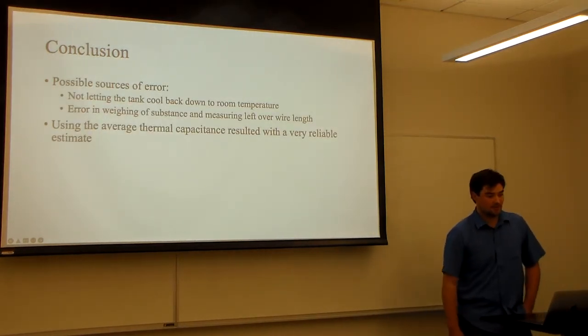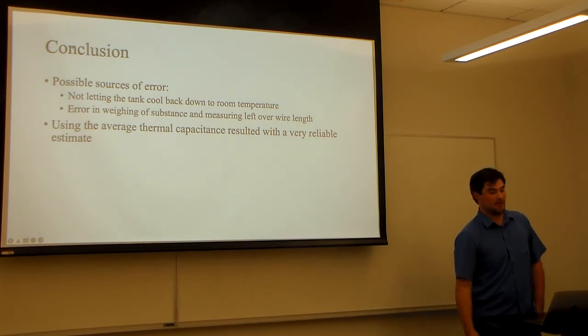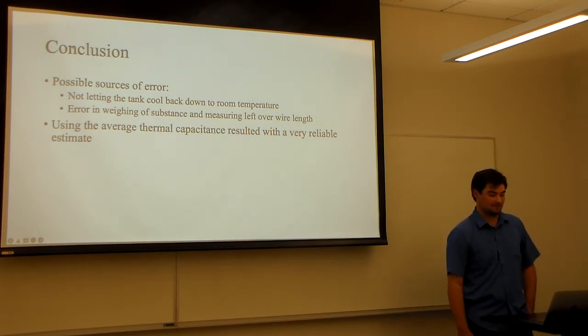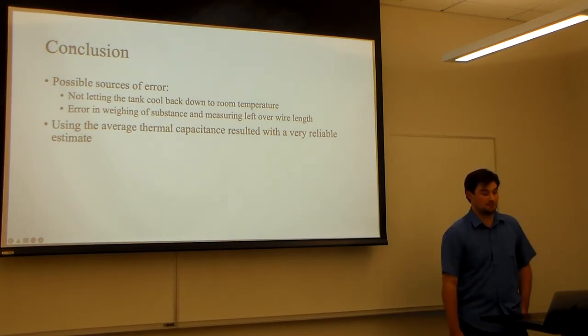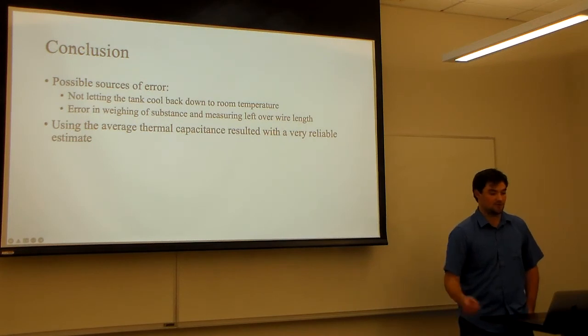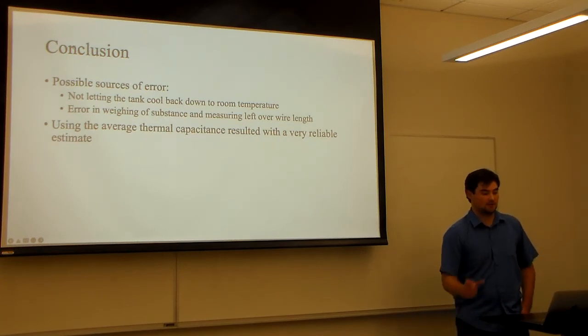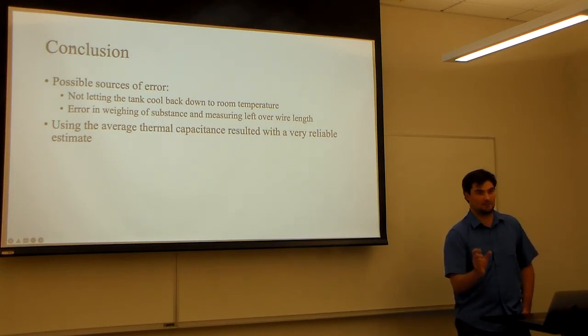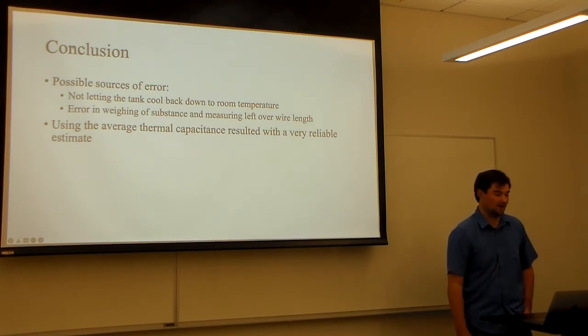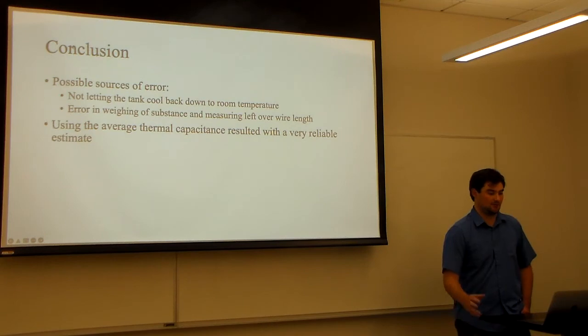In conclusion, possible sources of error may have been, since we were kind of trying to do the experiment quickly, we did not let the tank cool down to room temperature after the first trial, so the second trial may have been affected by that. And also, when weighing the substance and measuring the length of the leftover wire, that could have played a role just because it was hard to get a perfect measurement on that wire, and the scale was a little finicky at first, but we seemed to figure that out.